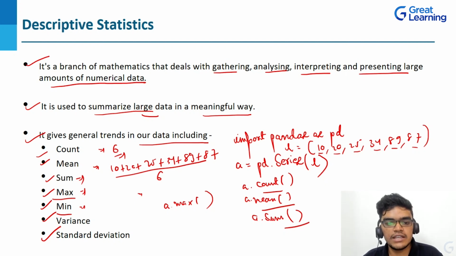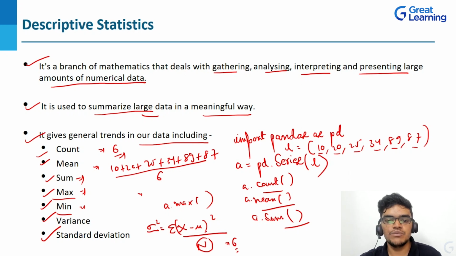Now talking about variance, how to find the variance? For variance, we simply have the formula, right? Sigma square is equal to the summation of (x minus mu) whole square divided by n. Now, what is sigma square here? Sigma square is variance. What is n here? n is the total number of values, which is 6 here, right? What is mu? Mu is nothing but the mean that we have already calculated. Now talking about capital X, x is nothing but each data value.